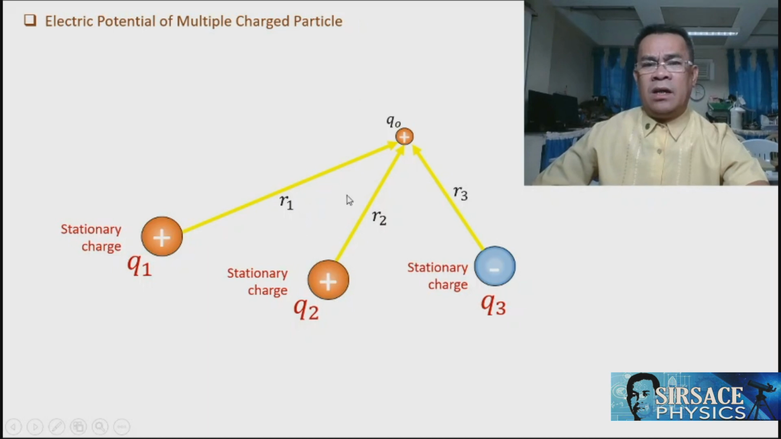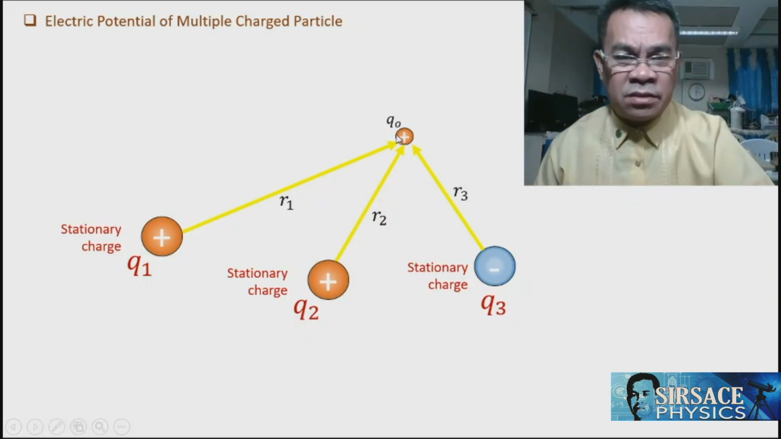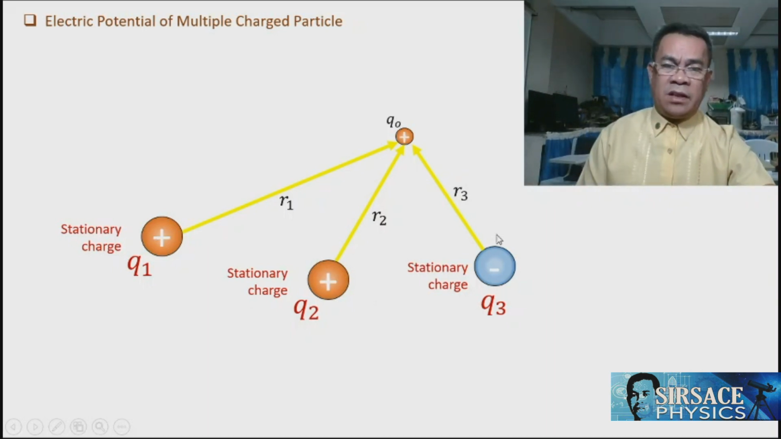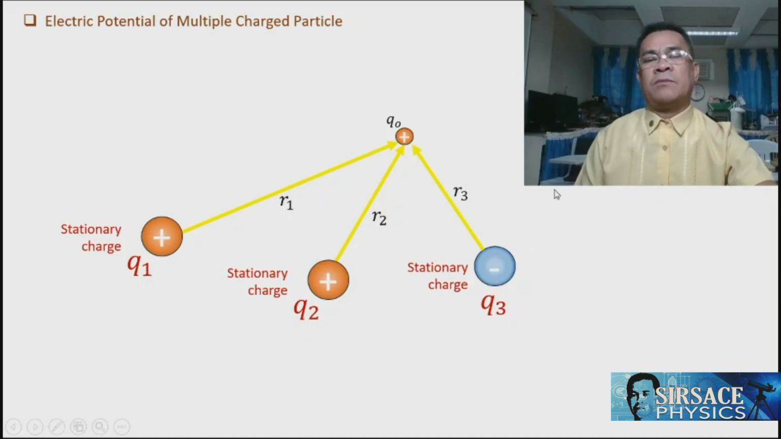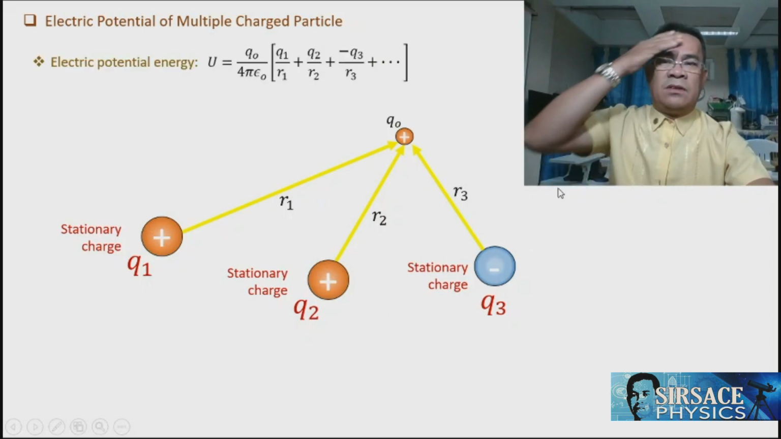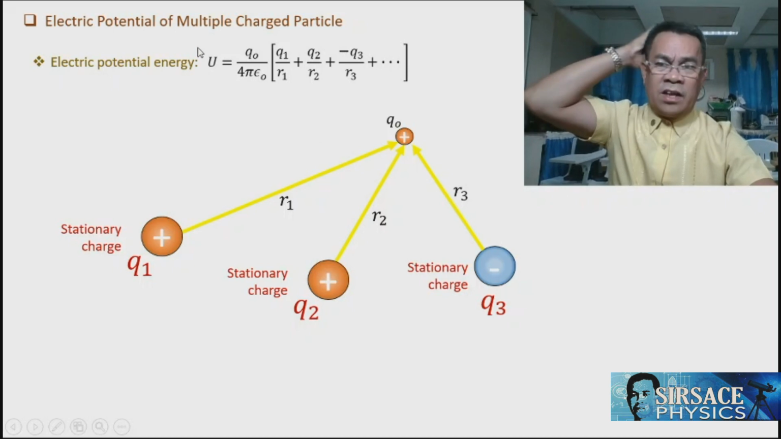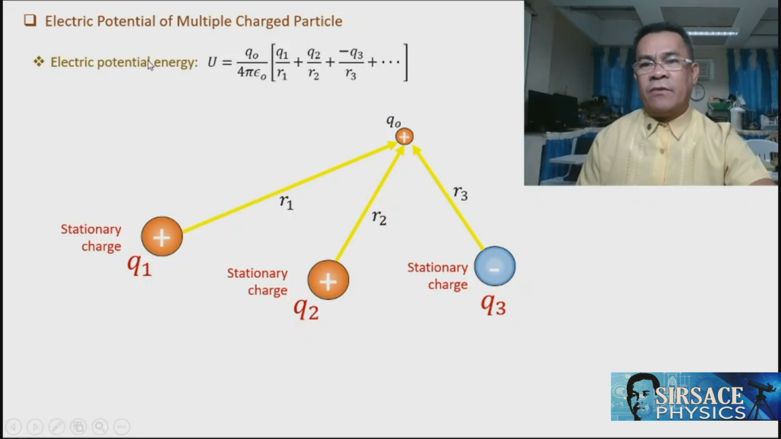What will be our formula to calculate the electric potential at this point, whose radius from charge 1 is R1, from charge 2 is R2, and from charge 3 is R3? What will be our electric potential on this moving charge from the 3 or more stationary charges? To answer this, recall the electric potential energy for multiple charges.